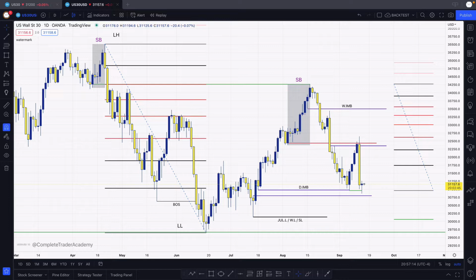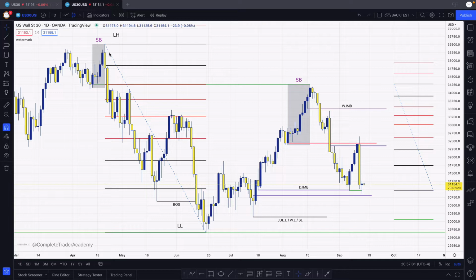Here this is US 30, the dirty 30. So let's hop right into it. I'm a price action trader. Structure and liquidity is predominantly what I focus on.